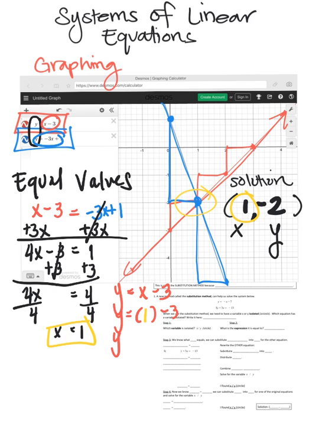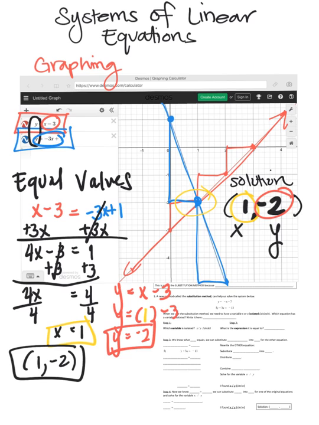I can continue to solve for y. 1 minus 3 is -2. So I have my solution, which is the same as the y value there. My solution is 1, -2. So we have the graphing method and we have the equal values method.